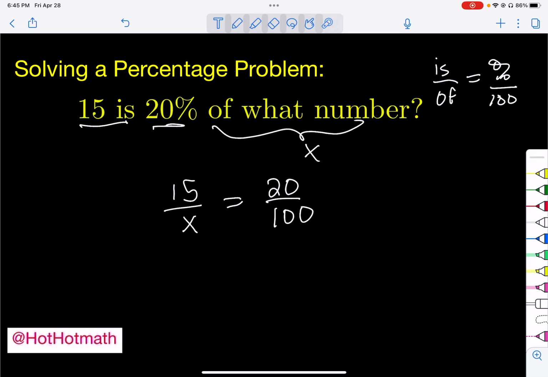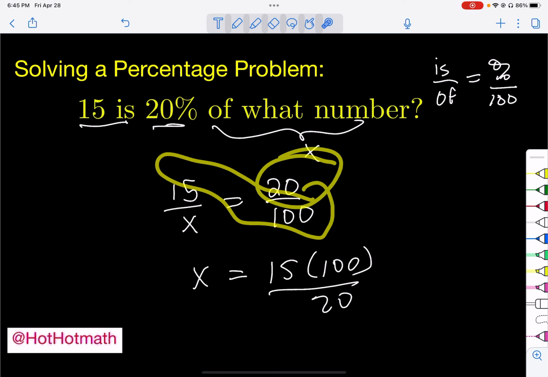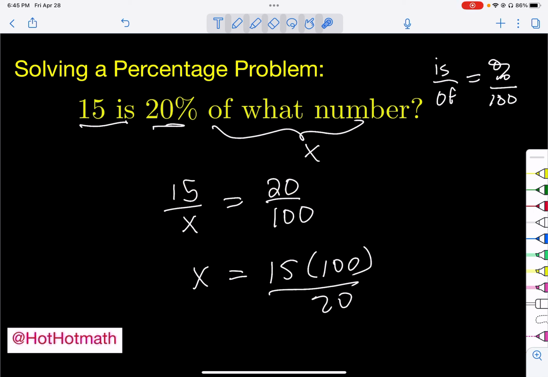So how do you solve a proportion? We're going to cross multiply the ones that are across from each other, divide by the number we haven't used. So x is going to be 15 times 100 divided by 20. So 15 times 100 is 1500 divided by 20 is 75. So the answer is 75. So there are three types of percentage problems, all using is over of equals percent over 100. I hope that little trick helps you.